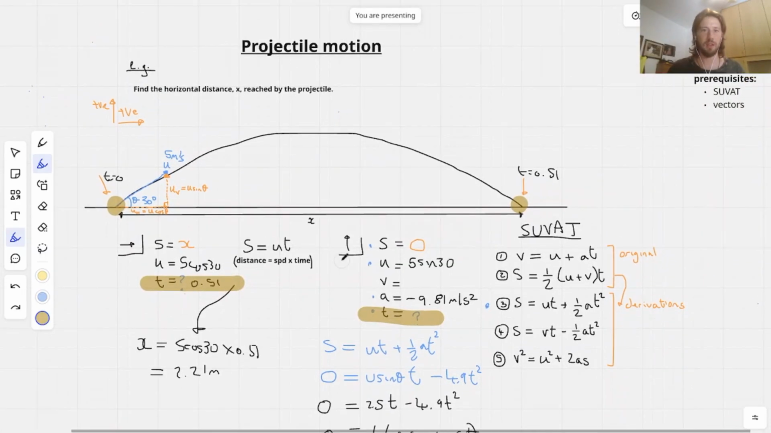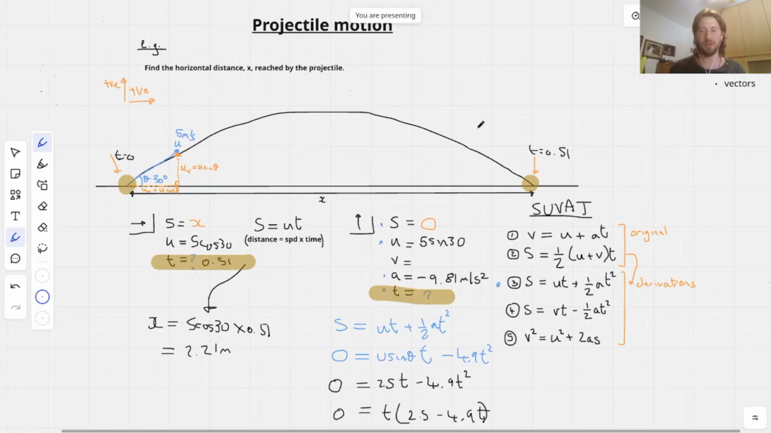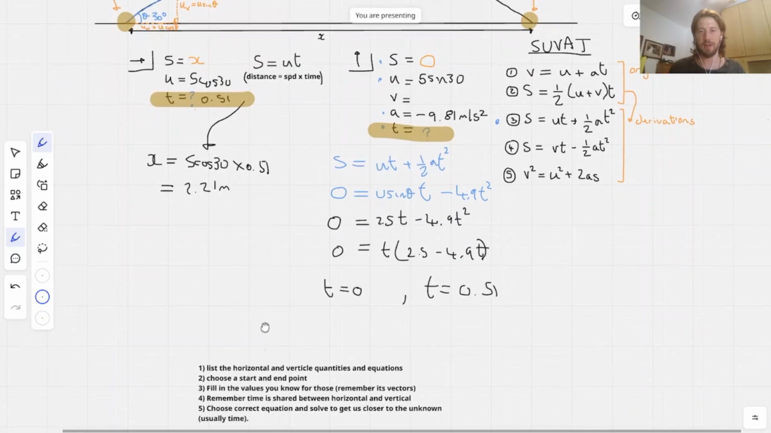Now, I will attach a bunch of practice questions that you can try of this style. But there is more to projectile motion, and I'll show that right now.